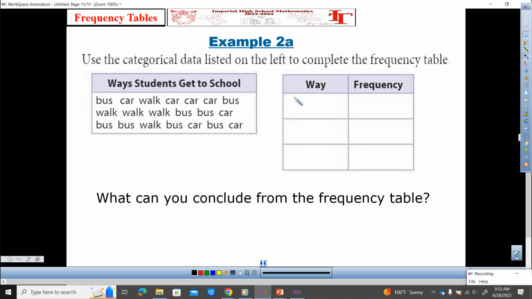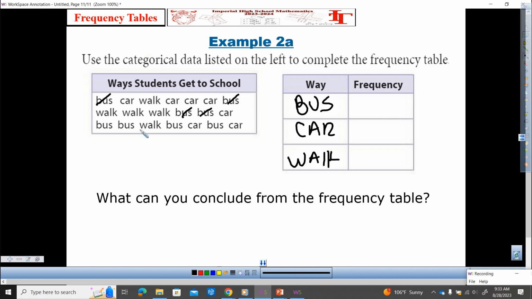So to fill in my table, check this out. I need to start. I write bus, car, walk. Okay. How do I check the frequency? Well, I go through it and I start tallying. You got bus, 1, 2, 3, 4, 5, 6, 7, 8. All right, next. Car. 1, 2, 3, 4, 5, 6, 7. And last but not least, 1, 2, 3, 4, 5.